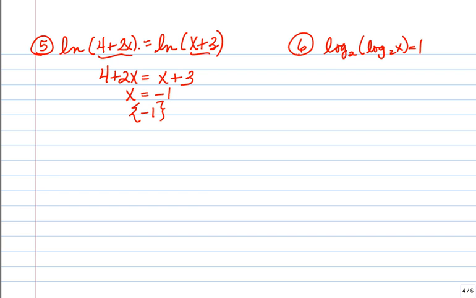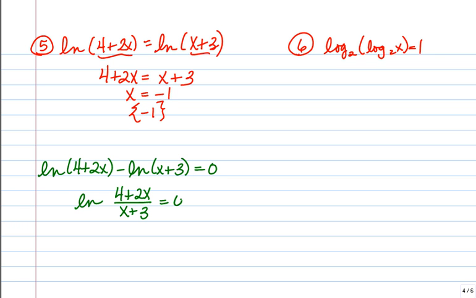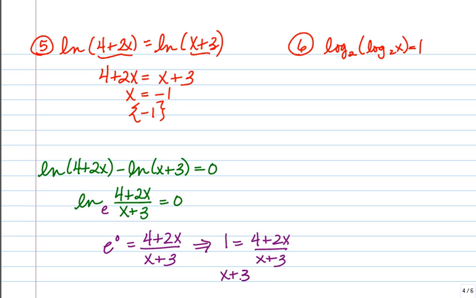Now I think the other form that I had was natural log of 4 plus 2x minus natural log of x plus 3 is equal to 0. Well, if you have the difference of logs, just remember that's the same thing as a log of their quotient. So what I would do now is convert that to the exponential form. The log base e of 4 plus 2x over x plus 3 equals 0 means e to the 0 is equal to 4 plus 2x over x plus 3. Well, e to the 0 is 1. So 1 is equal to 4 plus 2x over x plus 3. And then you could cross multiply. Okay, so you get x plus 3 equals 4 plus 2x, which is exactly the equation that we have above, so x is negative 1.